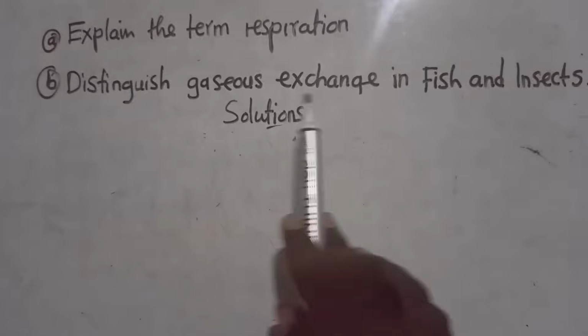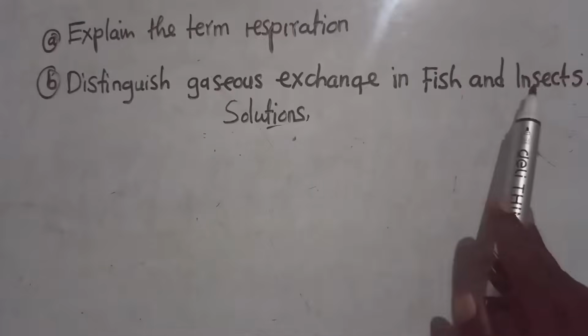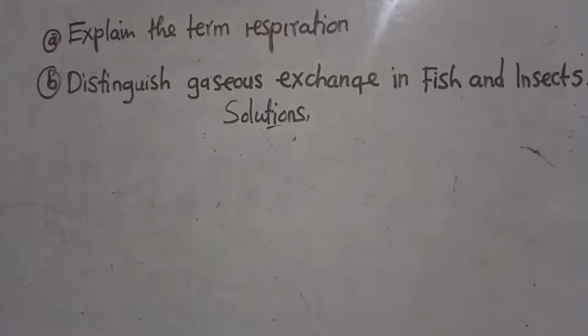Distinguish gaseous exchange in fish and insects. This is another question that we are given. We want to distinguish gaseous exchange in fish and in insects. You discover that gaseous exchange in fish and insects involve different structures and mechanisms due to their distinct respiratory systems. These have got different respiratory systems, and we need to understand those respiratory systems.